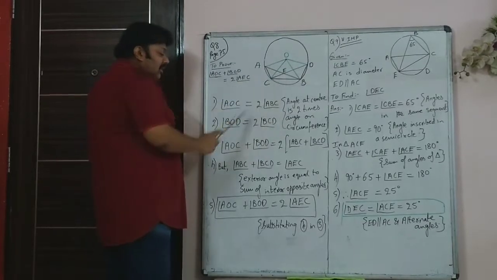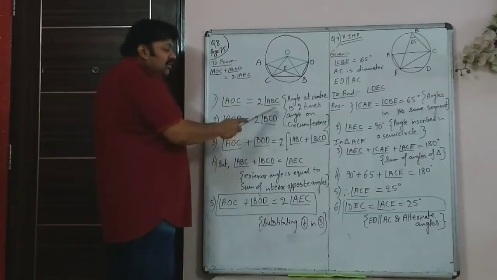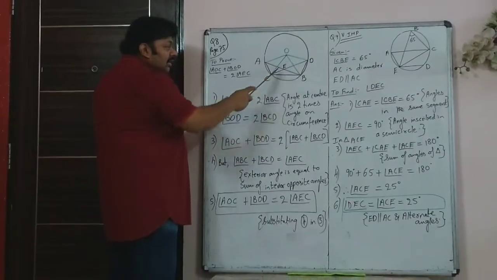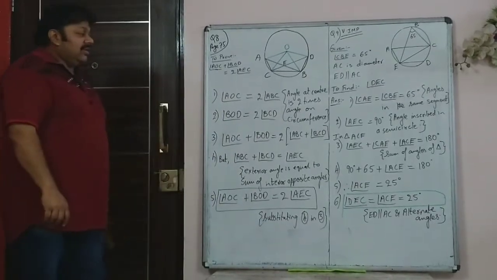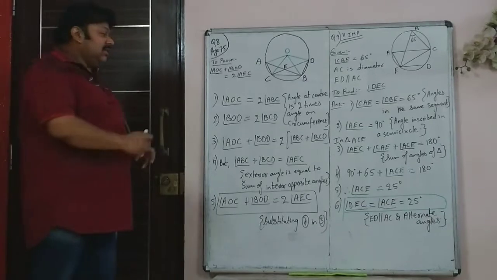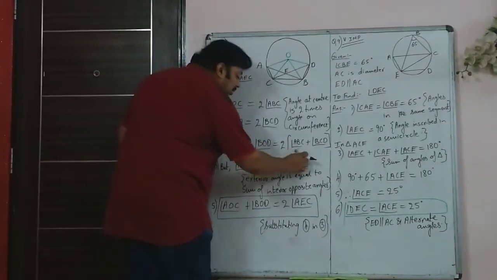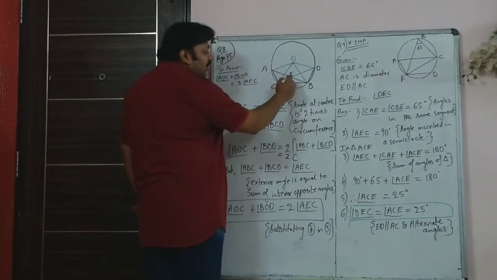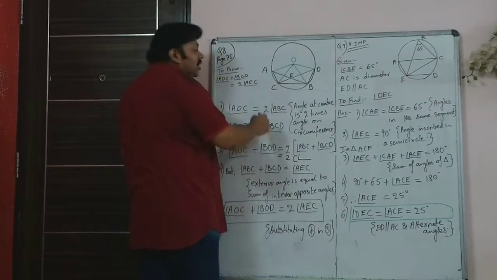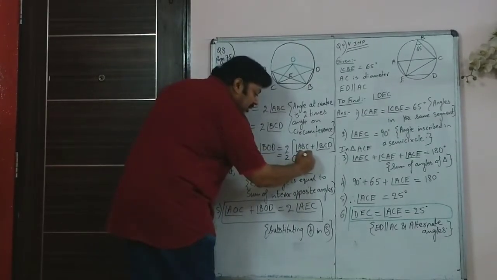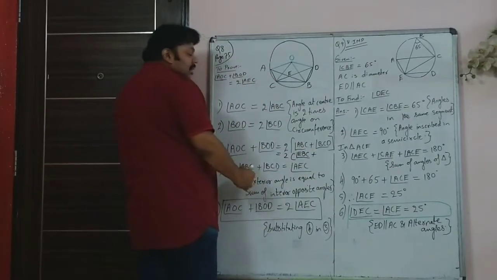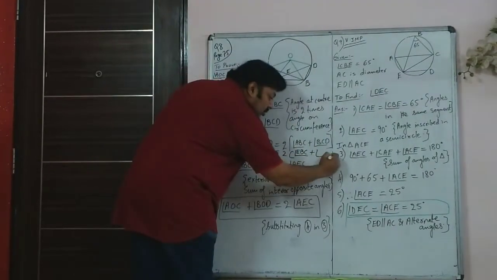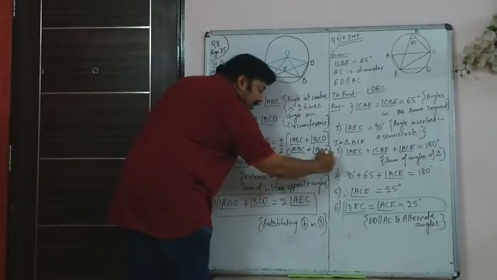AOC plus BOD is 2 times, you can take 2 outside the bracket and write ABC plus DCB. Now ABC is the same as angle EBC. It is the same angle. EBC and ABC are the same angle. And also instead of BCD, you can write BCE. So BCE is the same as BCD.